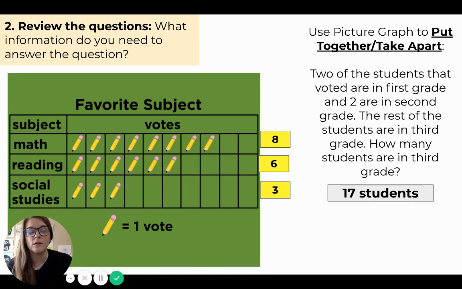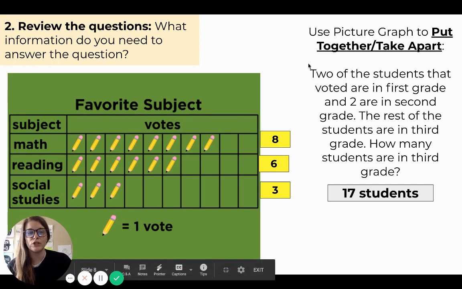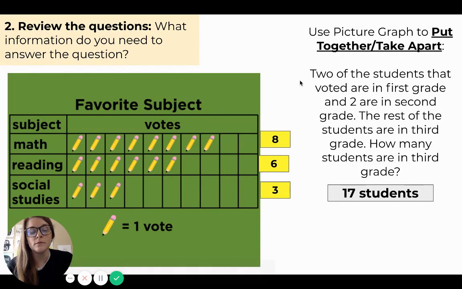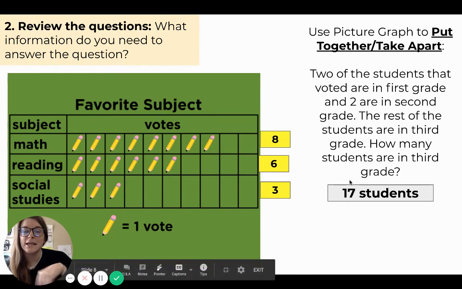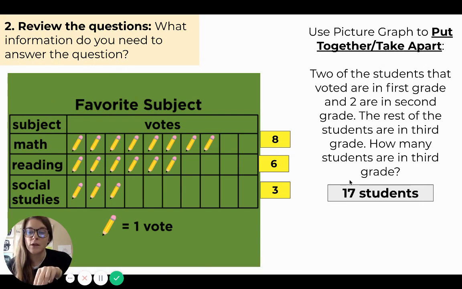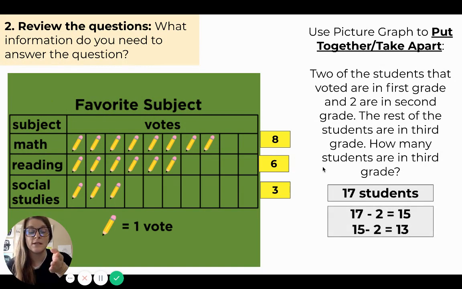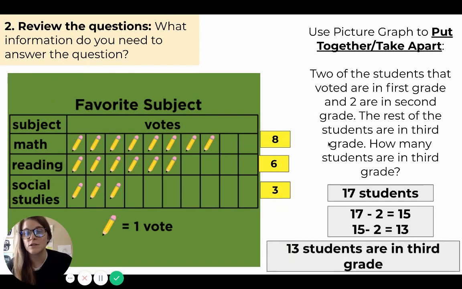2 of the students that voted are in first grade. And I didn't get tricked because I see the word 2, but I know it's still a number in the problem. 2 of the students are in second grade, and the rest of the students are in third grade. So if I start with the 17 students, and I take away the 2 that are in first grade and the 2 that are in second grade, I should be left with the rest of the students, and that will be how many students are in third grade. So you have a couple options for this. You might say 2 plus 2 equals 4 and solve 17 minus 4, or write 2 number sentences. 17 minus the 2 first grade students, you're left with 15. 15 minus the 2 second grade students, you're left with 13 students, telling us that 13 students from this poll were in third grade.